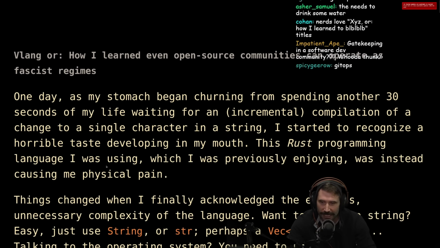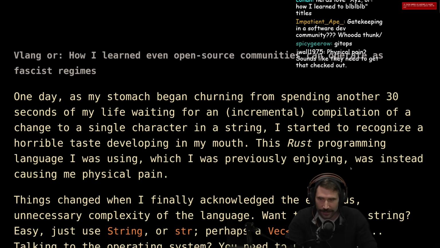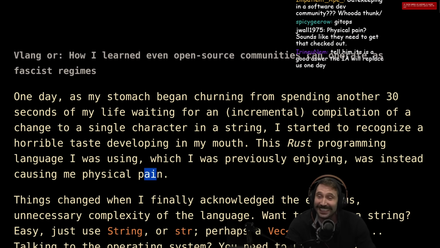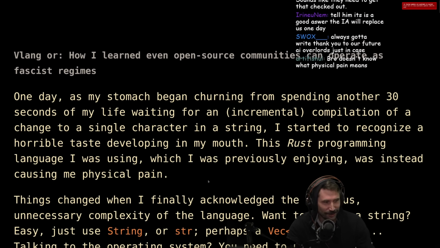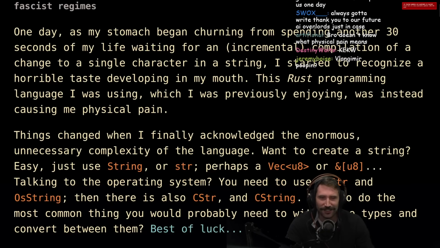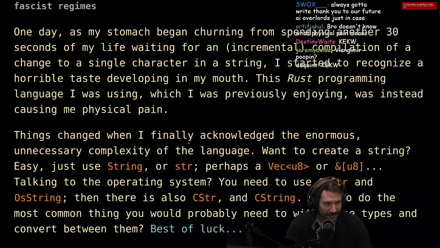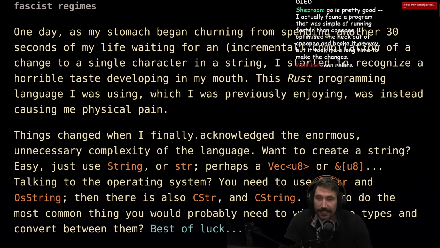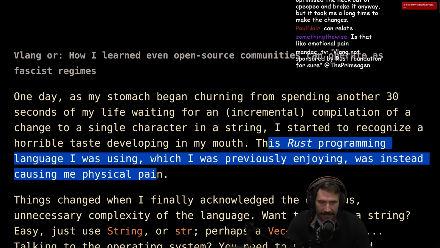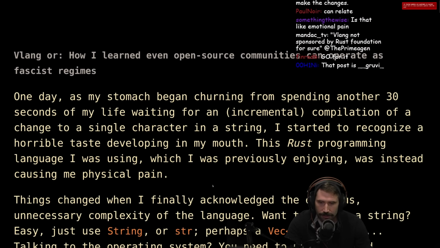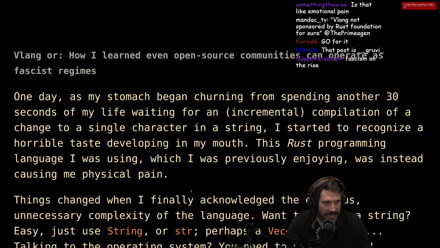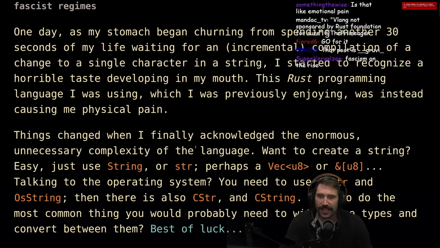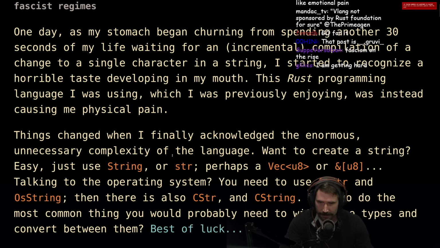This Rust programming language I was using, which I was previously enjoying, was instead causing me physical pain. Yes! Love this. The energy of this article is incredible. I mean, I get it though. When compiling and linking is so slow and so painful sometimes, it just makes you feel so angry. Things changed when I finally acknowledged the enormous unnecessary complexity of the language.